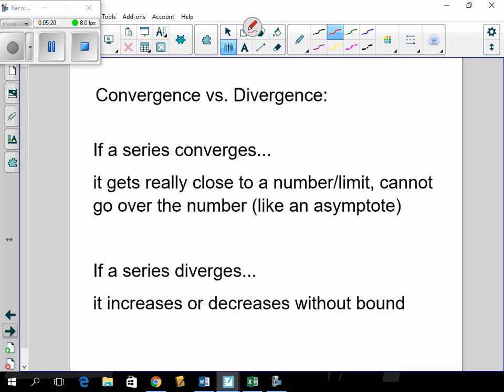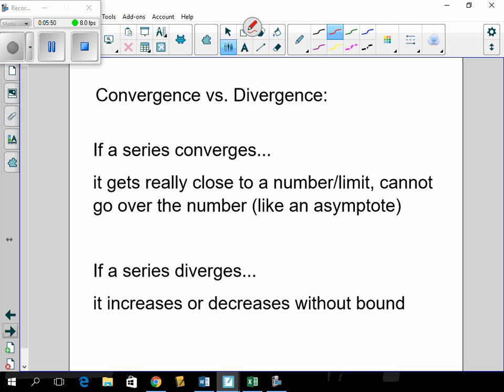Now we're going to get into what's called convergence and divergence. You've discussed this a little bit in Algebra 2, and we're going to go more in depth with series. If a series converges, it gets really, really close to a number or a limit, and it cannot go over that number. We can think of it like an asymptote. So when we take the sums of a series, if it approaches a limit, if it approaches that number, we say the series converges.